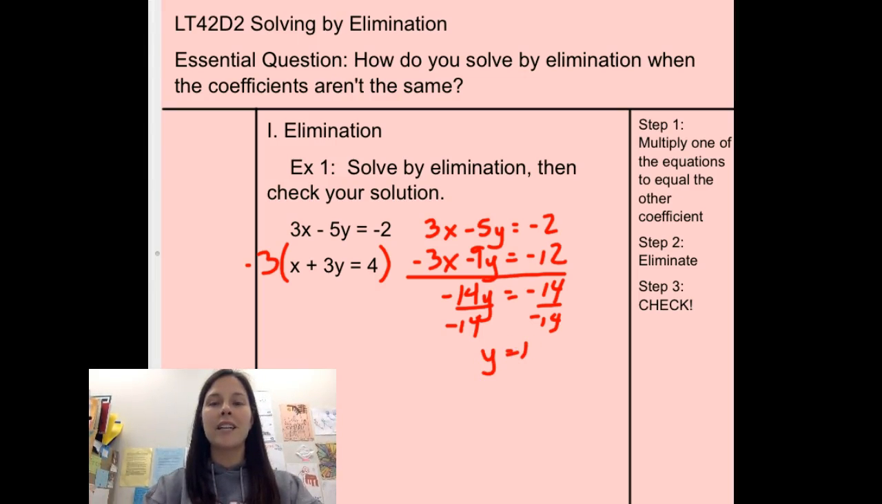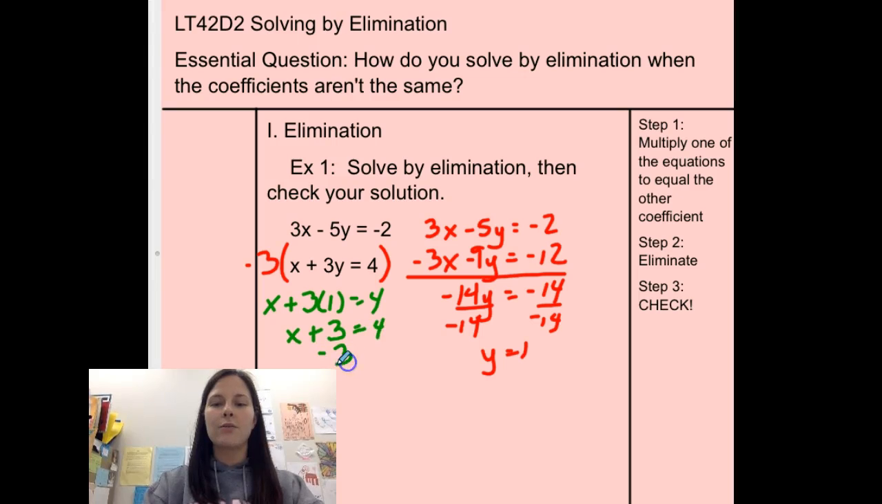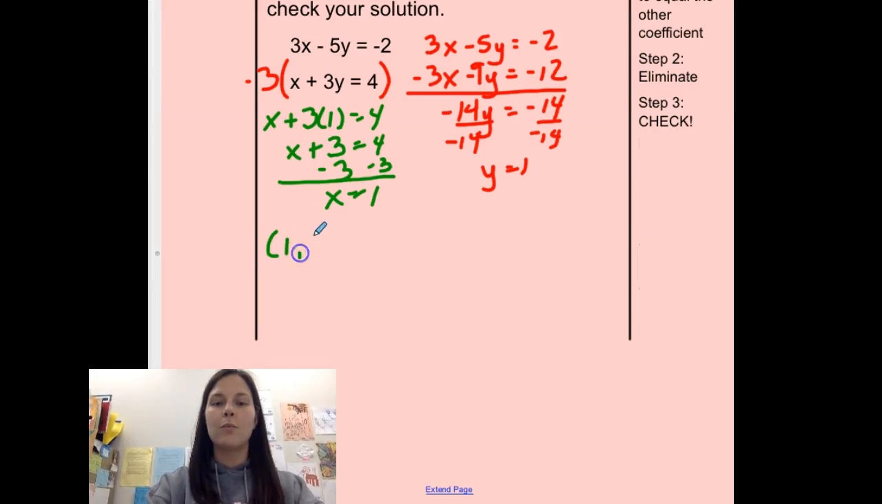Solving for x, I will take either of the original equations, not the equation that I changed, one of the original ones. I'll use the second equation, x plus 3, replacing y with 1 equals 4. So we have x plus 3 equals 4, and subtracting 3 from both sides, we get an x value of 1 as well. My solution is 1, 1.